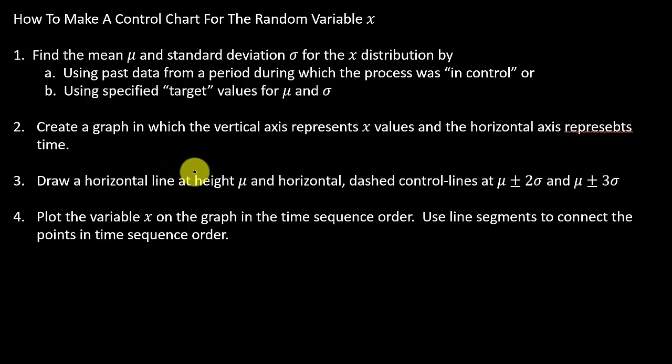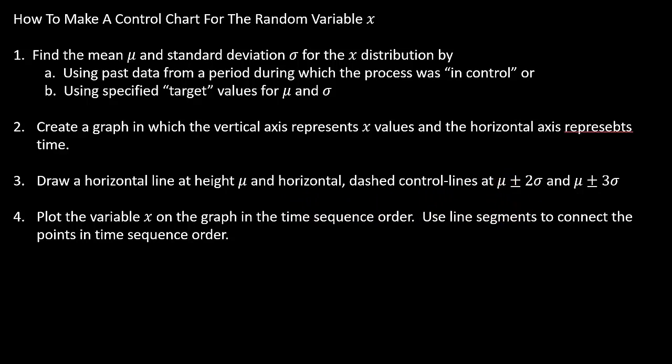Draw a horizontal line at height mu and horizontal dashed control lines at mu plus or minus 2 sigma and mu plus or minus 3 sigma. Plot the variable X on the graph in the time sequence order. Use line segments to connect the points in time sequence order.